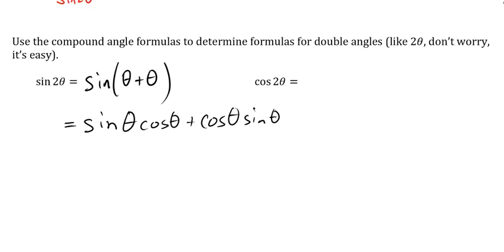Nathan, what is it? 2xy, or 2 sine theta cos theta. Those are the same thing, common like terms. If I add them together, I have 2 of the same thing. Formula. Done. Sine 2 theta equals 2 sine theta cos theta.